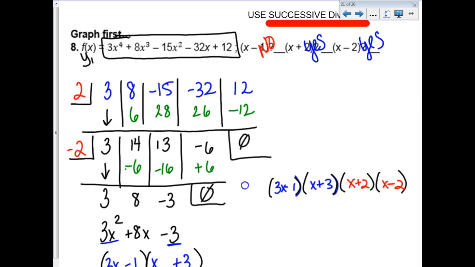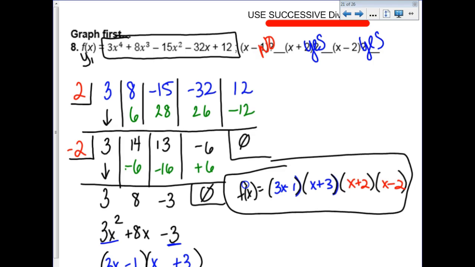So this is your polynomial f of x in factored form. And I bet there's a follow-up question after it. Does it say, so the zeros are? Go ahead and solve each of those for me, guys. The first zero here would be a 1/3. The next zero would be a -3. And then we already knew there was one at -2 and +2.